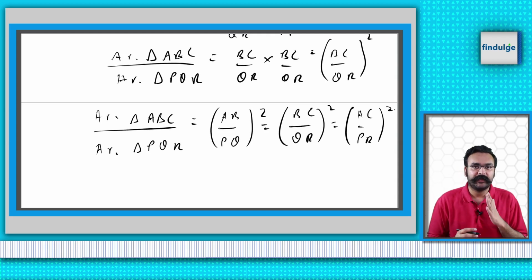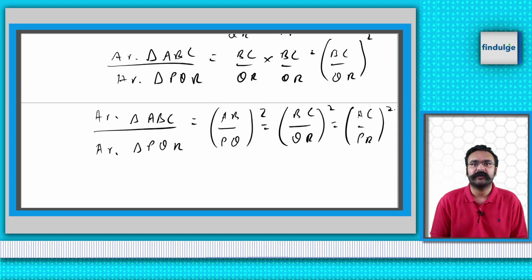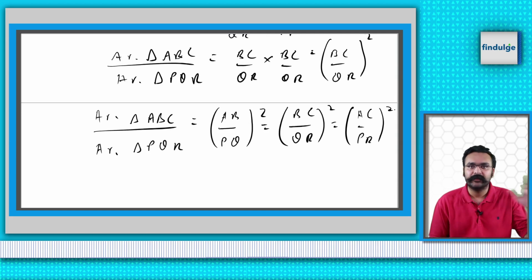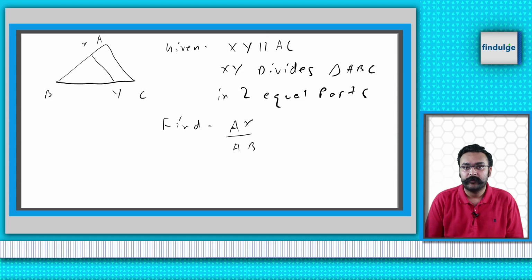So the ratio of the areas of two similar triangles is equal to the square of the ratio of the sides. Again, the proof needs to be learnt because it can come as a question in the exam, and also the result is important because we will solve a couple of questions. So let's do that and then move on to the final part of the chapter, which is using RHS similarity and Pythagoras theorem.